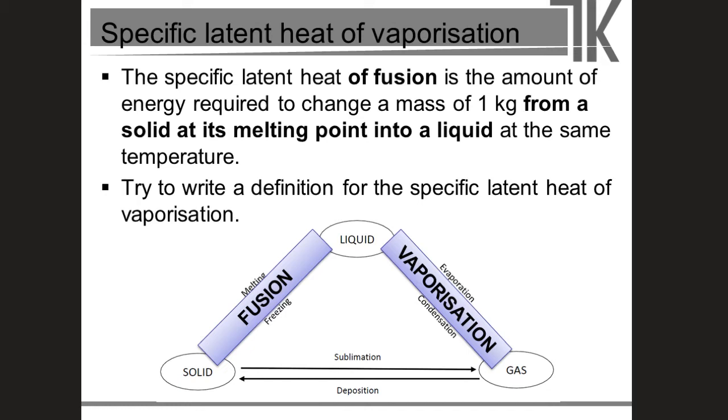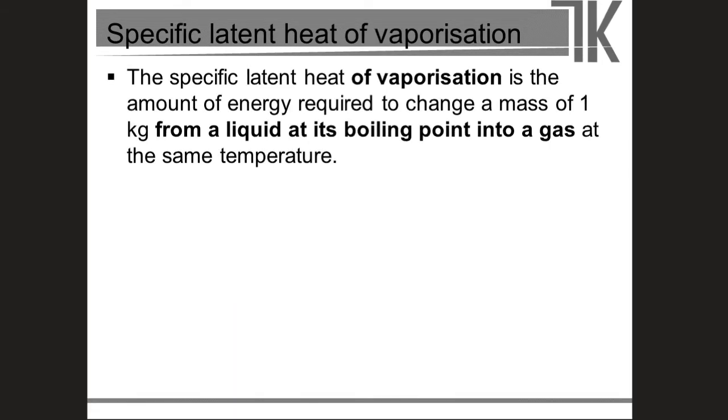and try to determine the definition for the specific latent heat of vaporization. Pause the video now. Hopefully all you've done is replaced those words in bold with ones that make sense for vaporization. So you have the specific latent heat of vaporization is the amount of energy required to change a mass of 1 kilogram from a liquid at its boiling point to a gas at the same temperature.